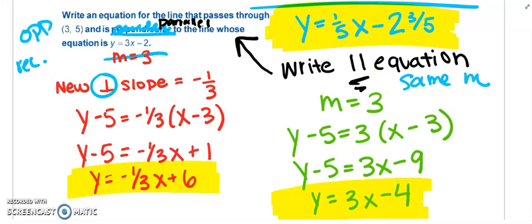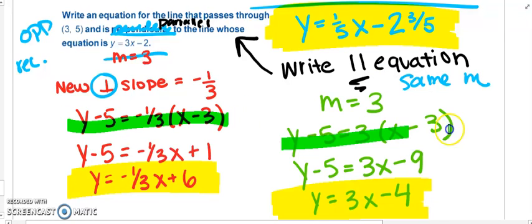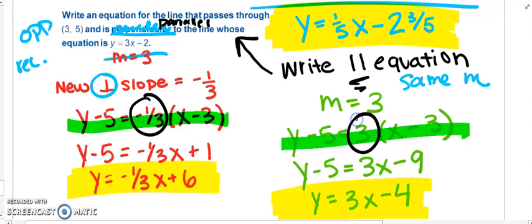Notice right here that this equation, this equation and this equation are no different other than the slope, as they should be, because they're going through the same point. Their two slopes you can see are opposite reciprocals, as they should be, because this is parallel to that and that is perpendicular. So if it's perpendicular to that, it's perpendicular to this.